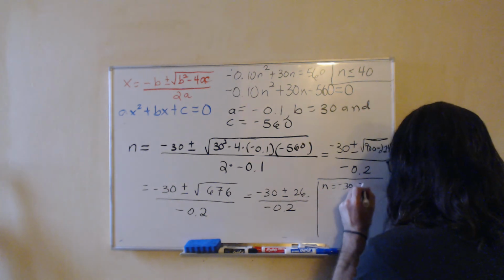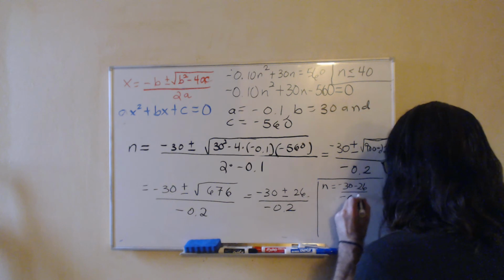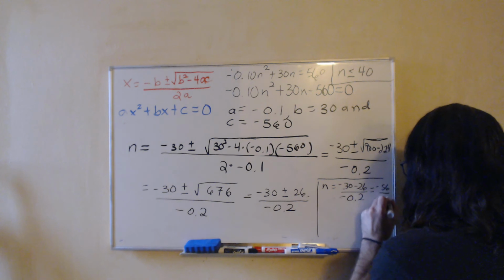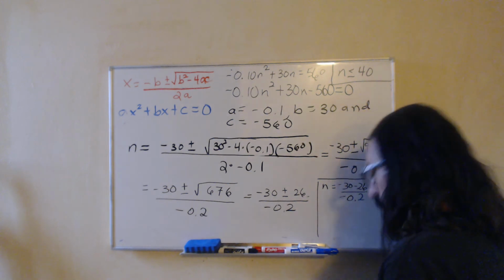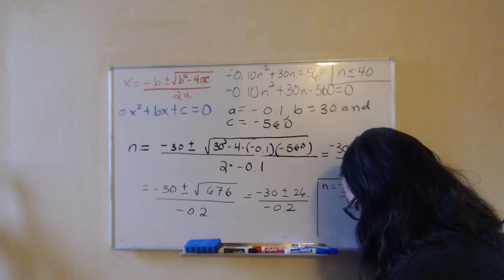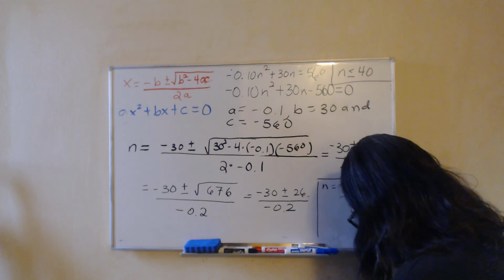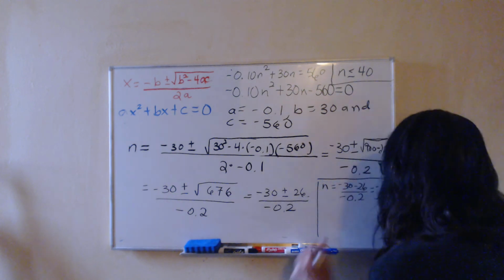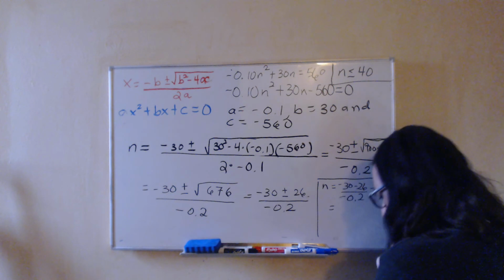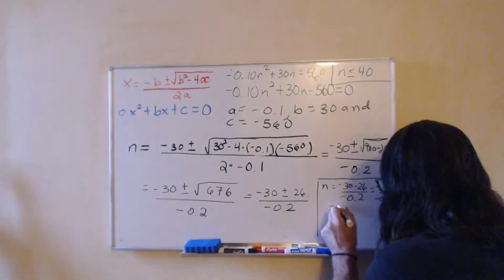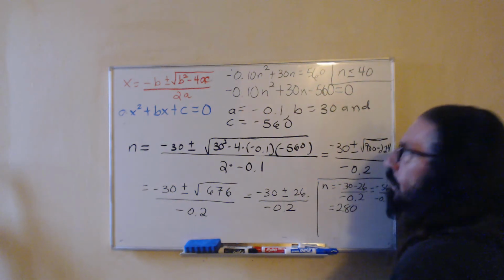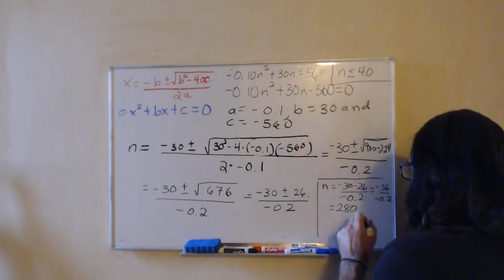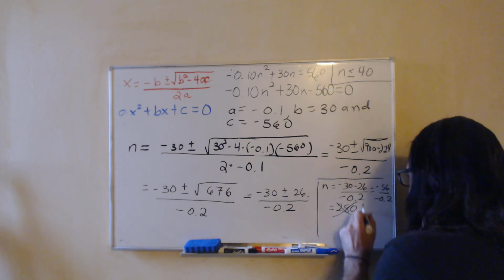Negative 30 minus 26, which will be negative 56. When I divide that by negative 0.2, I'll get a positive 280. But that is greater than the 40, so we're going to reject that answer.